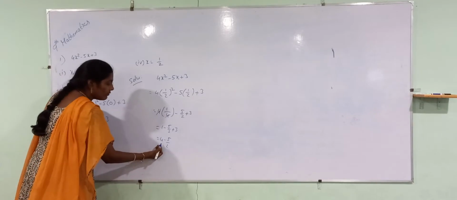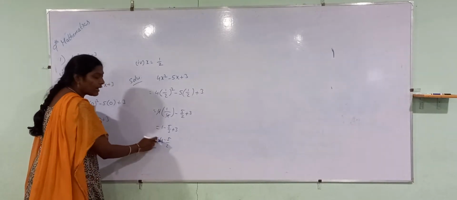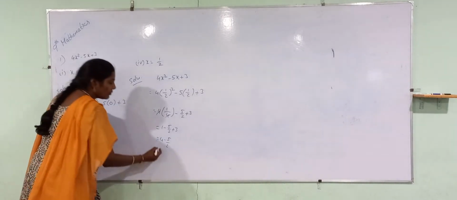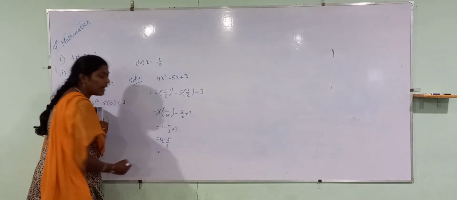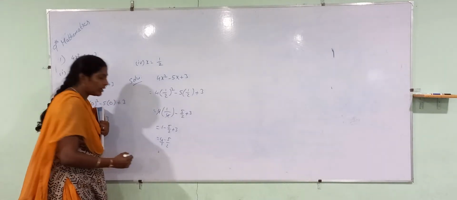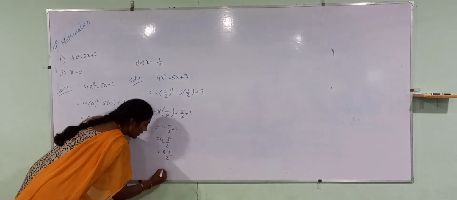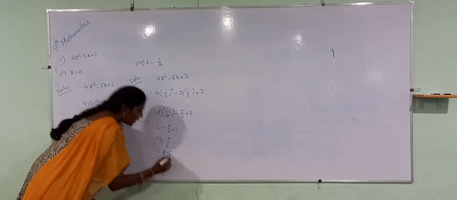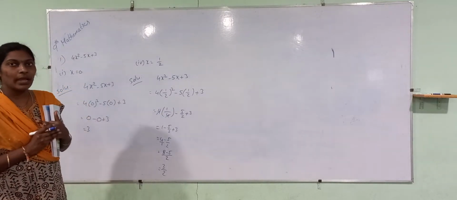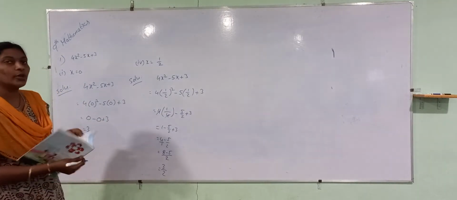So, Nana, this is a rational number and this is a normal number. What you have to do? You have to take LCM. What is the LCM of 1 and 2? 2. 4 2s are 8 minus 5. 8 minus 5 is 3 by 2, that is the answer. Okay. Same way do the remaining two problems.